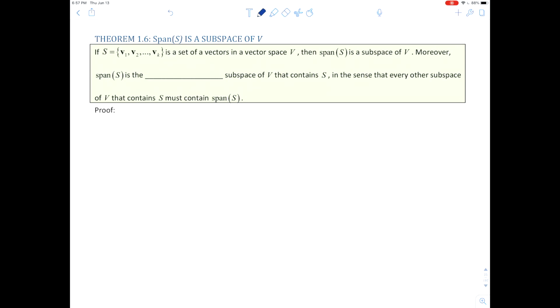Okay, so here we go. Let's set up everything we need and let's finish the theorem. If S is equal to the set of vectors v1, v2, all the way down to vk, is a set of vectors in a vector space capital V, then the span of S is a subspace of V. Moreover, the span of S is the smallest subspace of V that contains S, in the sense that every other subspace of V that contains S must also contain the span of S. Cool? All right, so here we go.